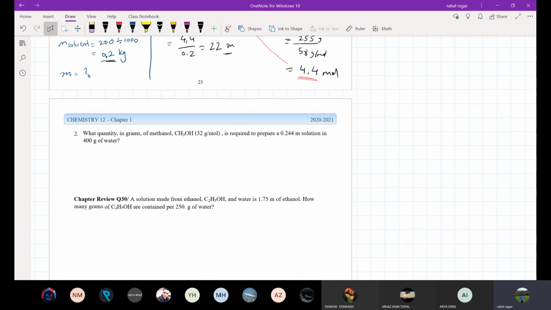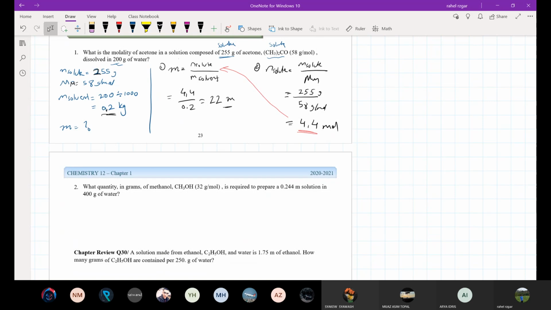The next question: what quantity in grams of methanol is required to prepare 0.244 molal? These types of questions are exactly the opposite of what we solved before. When it says what quantity in grams, it means find the mass of methanol. Methanol here is the solute. So it's required to prepare this molal.